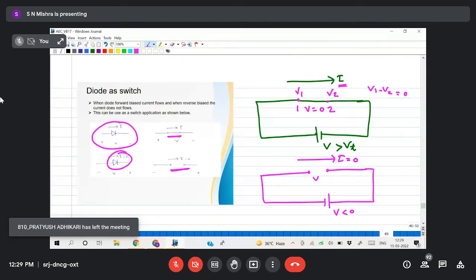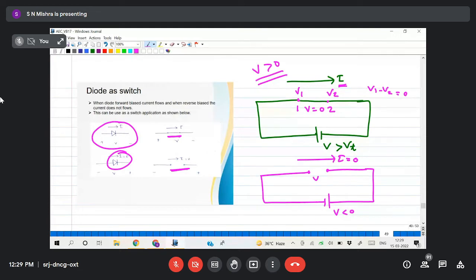When you apply V greater than 0, current is flowing. That means like when we switch on the electrical switchboard, then maybe our light, fan, everything connected to that switch will be operating. That means current is flowing. When you release the switch position, then current is not flowing, the circuit is turned off.